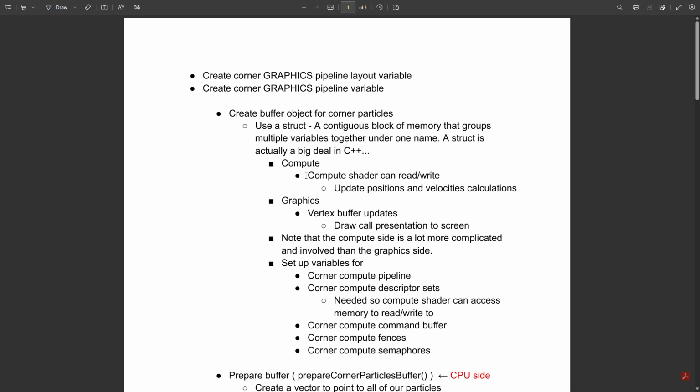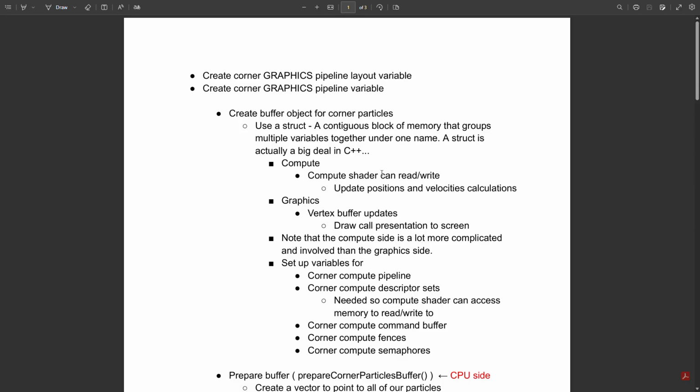So the compute shader can read, write, and update positions and velocities calculations, right? So again, one of the big things about this is that we're going to have particles moving in the corner, but we have to update the positions and the velocities of these particles, right? And the compute shader has to be able to read and write the new positions and the velocities for these particles in whatever buffer that we're using, right? So the compute shader has to access this stuff. It has to be able to read it, and it also has to be able to write new information, right?